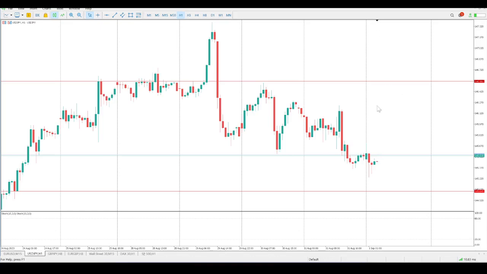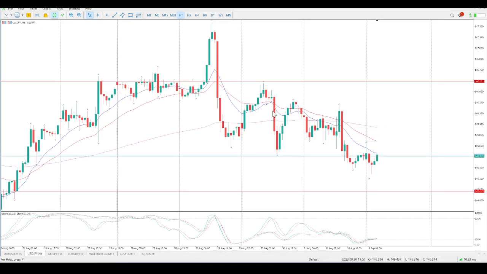So when we look at the hourly here, you can see there's a lot of play with the moving averages, and we've dropped below them. But I'm going to take it with a big pinch of salt. I still believe before I even look at shorts, I need to be below 145.045. That is my short entry.